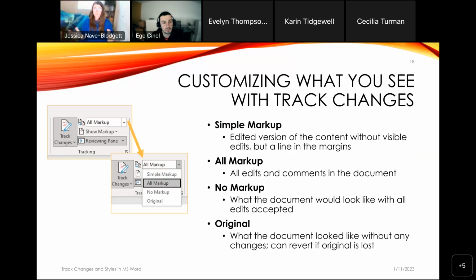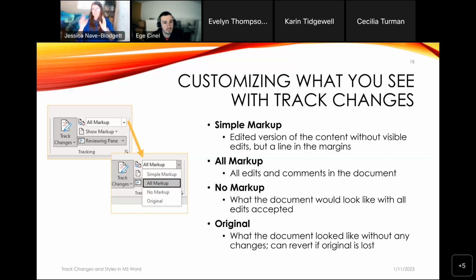Because it tracks, like I said, pretty much everything that's done to the document from the time you press that button. You don't have to see it all at once. You can selectively choose what you want to see. There's something called simple markup, which shows you what the document would look like with the changes, but sort of indicates where those changes are. All markup will show you all edits and comments in the document. When you're addressing revisions from your advisors, from your thesis or dissertation committee, I would suggest looking at all markup.